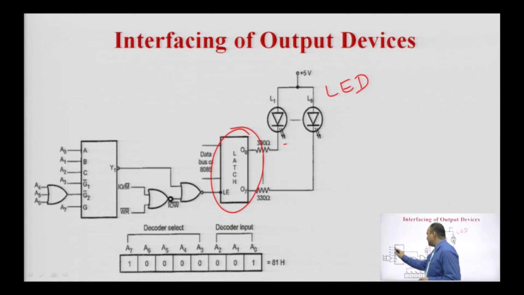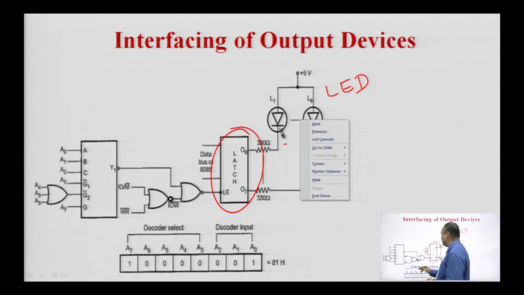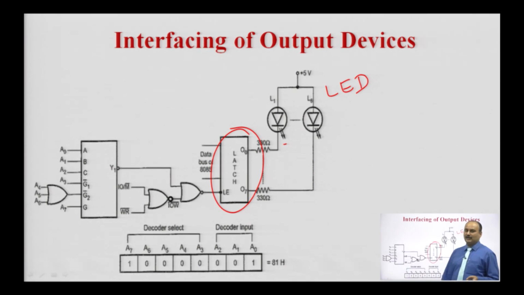To enable the latch we need to generate the appropriate logic, that is the latch enable signal. With the help of the A0 to A7 address lines, we generate the latch enable signal. The combination of the address lines is required to generate the enable signal. Once the latch is enabled, it passes the data from the microprocessor to the LEDs connected to the output interfacing device.